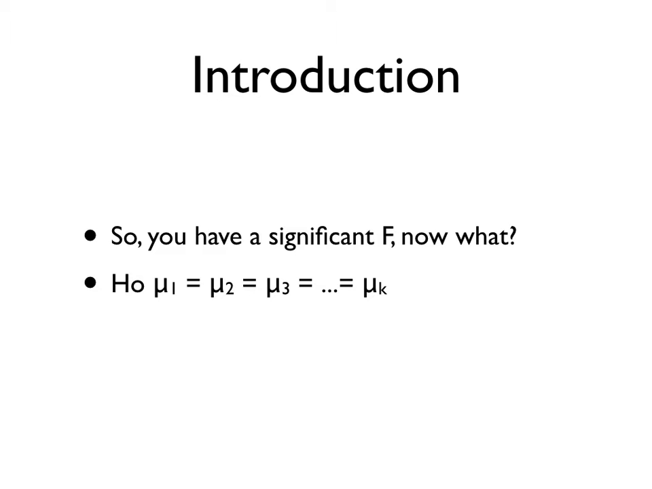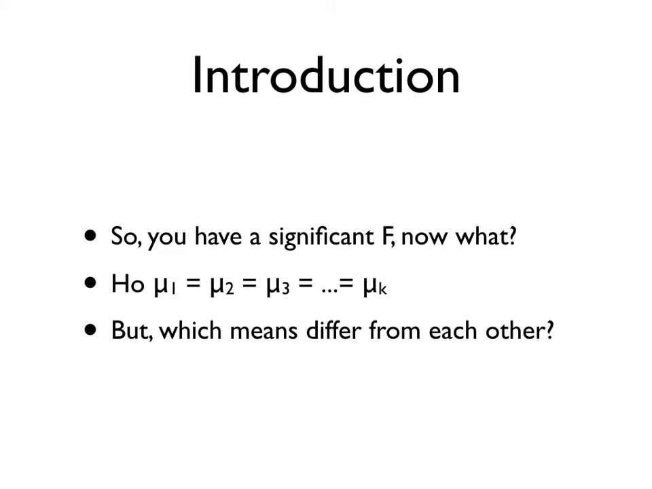But our HA doesn't say which two are different. We don't know that. Which two means are different from each other? Or maybe they're all different from each other. Or maybe two are different and one is the same. Three of these things are not like the others.